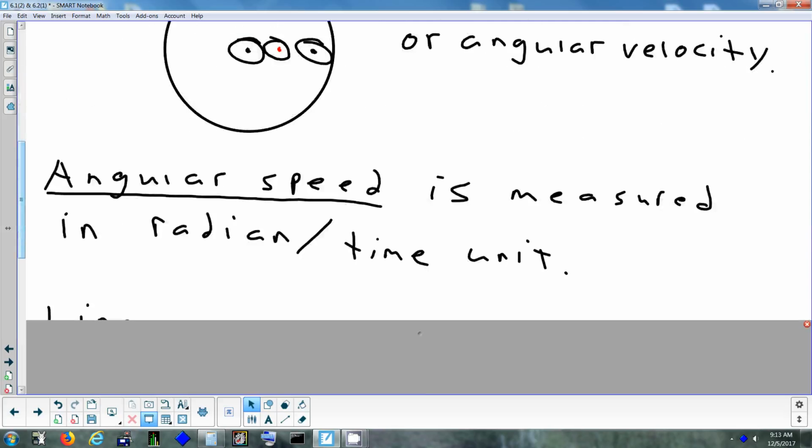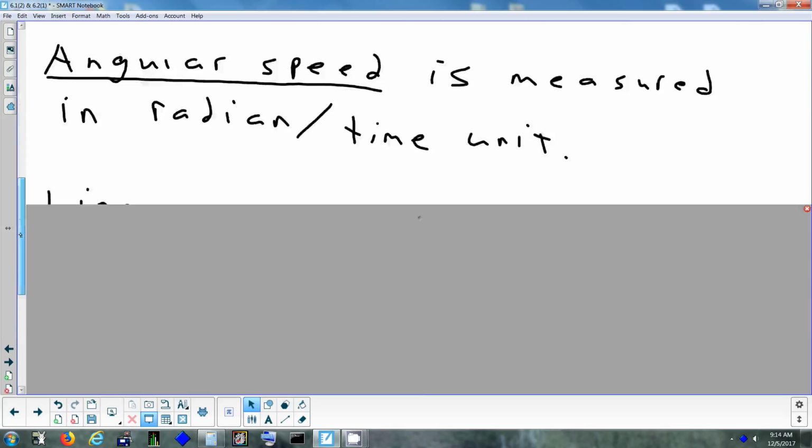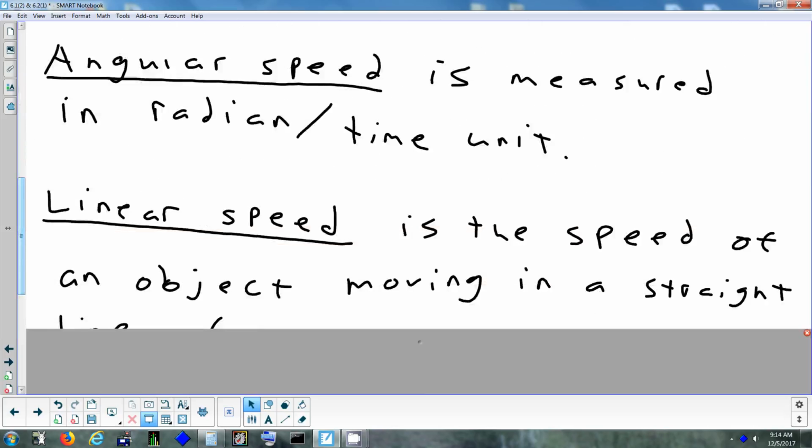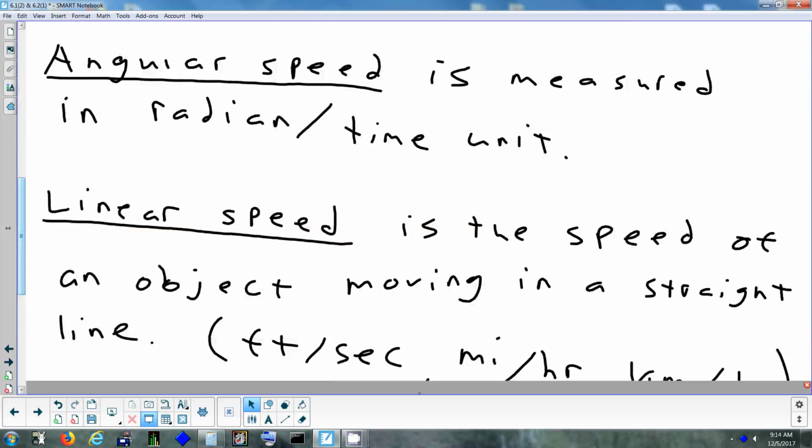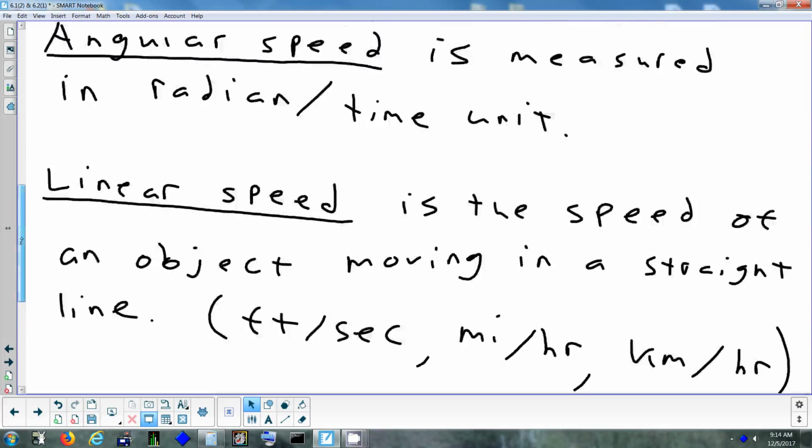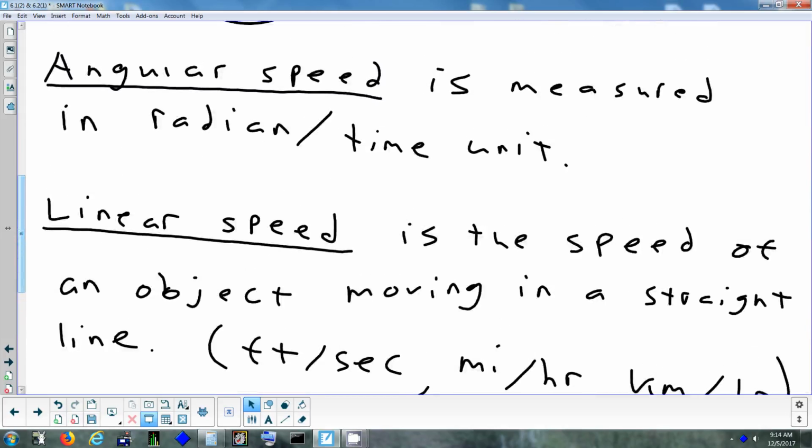So as I already mentioned, angular speed is measured in radians per whatever time unit is in the problem. There's no default unit for time. It could be seconds, minutes, hours, days. But the default unit is always you go to radians, unless they tell you otherwise. Okay, versus linear speed, that's the speed of something moving in a straight line. And some units you might have seen for that are feet per second, miles per hour, kilometers per hour, things like that.